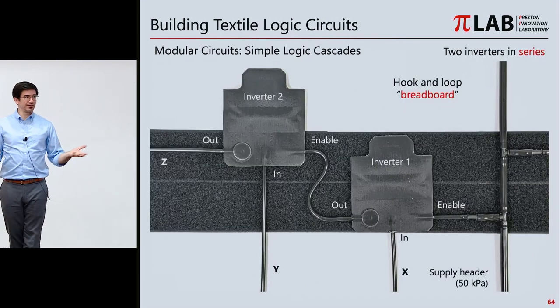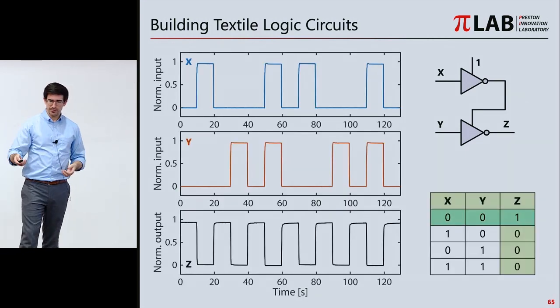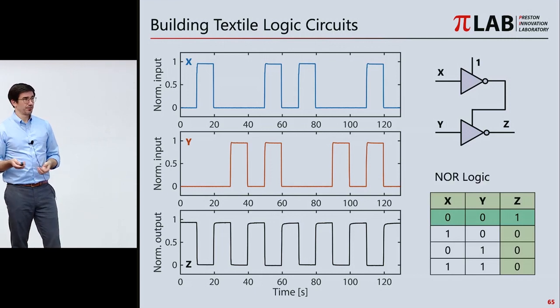We can combine them also in series. And in series, they look like this. The experiments look like this. And the truth table looks like this. This would be called a NOR gate.